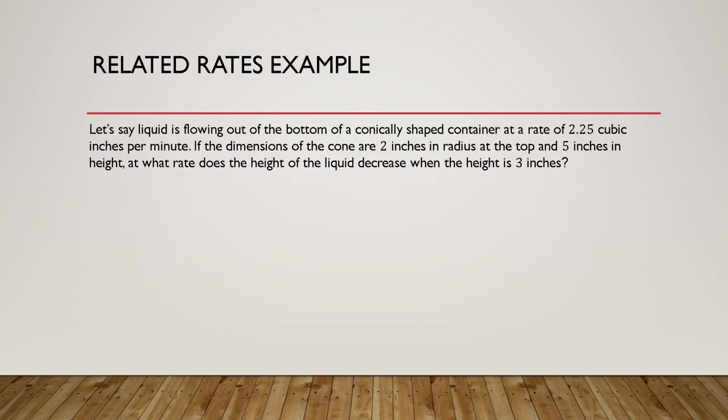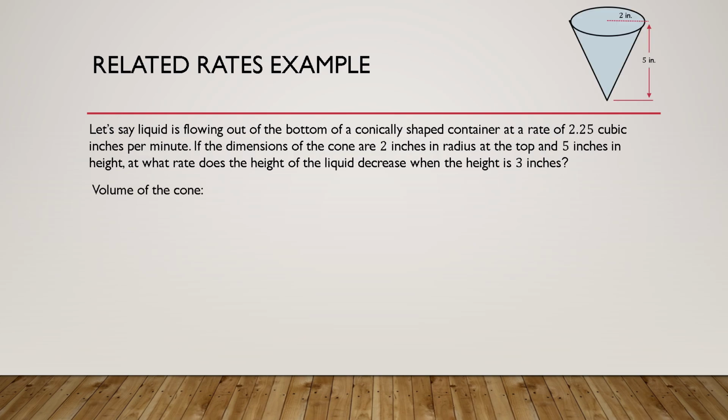For example, let's say liquid is flowing out of the bottom of a conically shaped container at a rate of 2.25 cubic inches per minute. If the dimensions of the cone are 2 inches in radius at the top and 5 inches in height, at what rate does the height of the liquid decrease when the height is 3 inches? With these problems, it is often helpful to have a diagram.